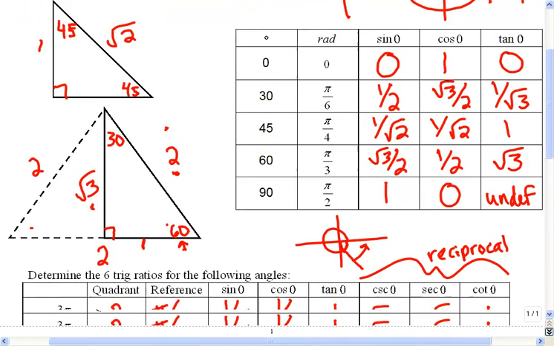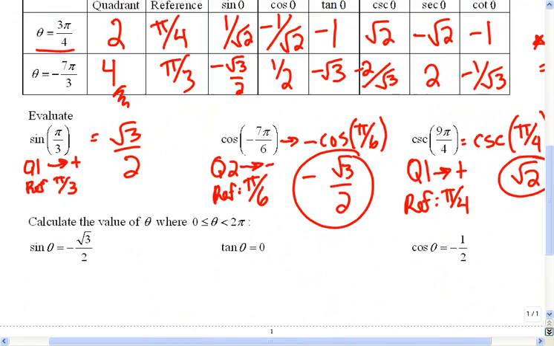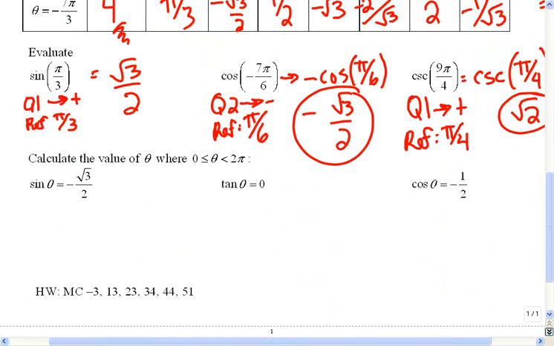Okay, so that's my first clue. I know that my reference angle has to be 60 degrees. First clue, reference equals 60 degrees. And of course, we would like our answers in radians, so we're talking about pi over 3.